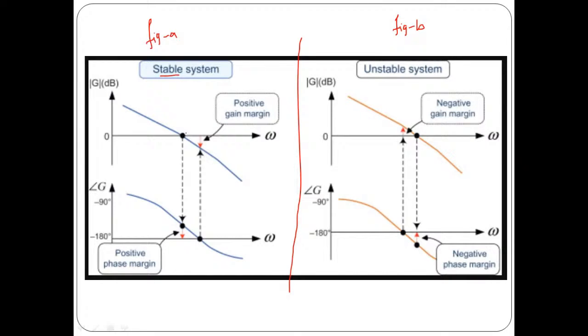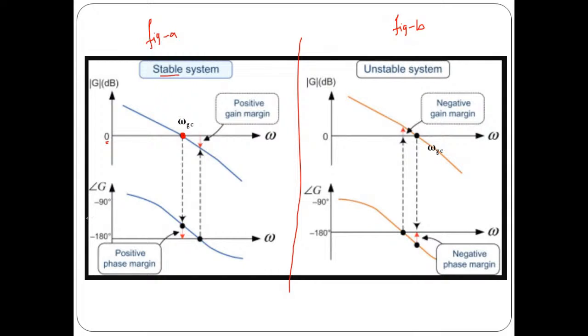Before that, first of all, try to understand what is gain crossover frequency. So as I told you, gain crossover frequency is nothing but that particular frequency or that particular value of omega where the magnitude plot is going to cut the 0 dB line. So this is your 0 dB line and this is your magnitude plot. So this point is nothing but your omega GC. See, this is your omega GC. In the same way, let us try to understand what is omega PC.